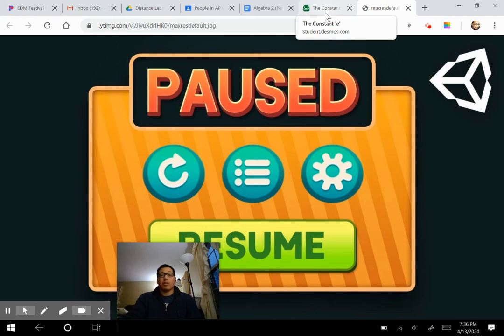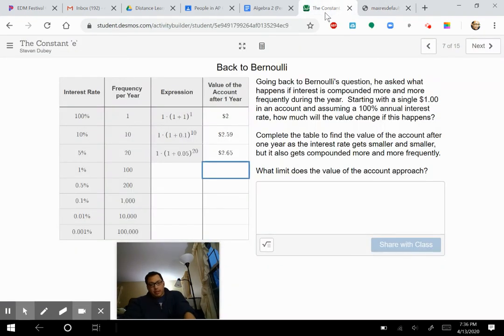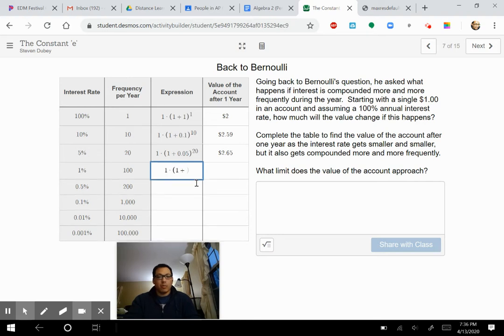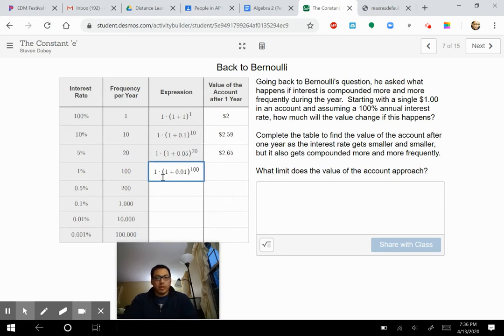All right, hopefully you took a break, come back. Let's see, so what is this formula going to look like? Increasing by 1% 100 times. So, well, we're going to have 1 times 1 plus 0.01 to the power of 100, right? And let's just fill in the form. Oh, it tells us here what that is. 2.7.